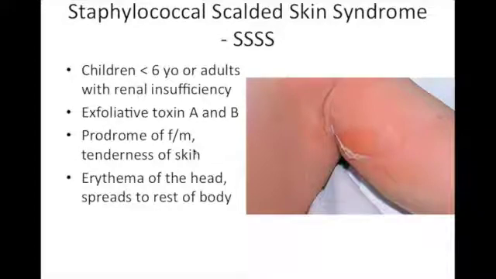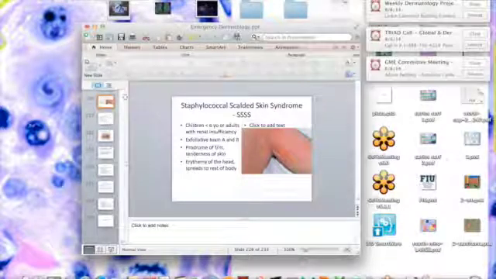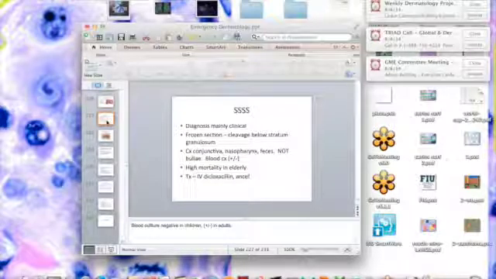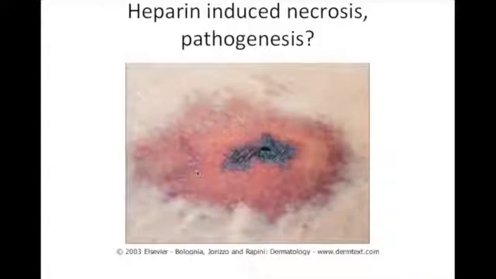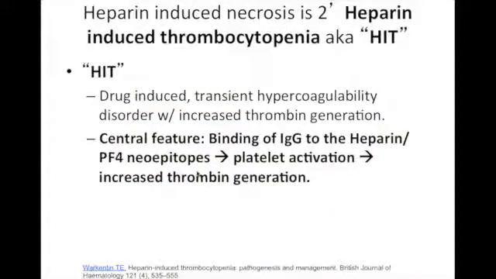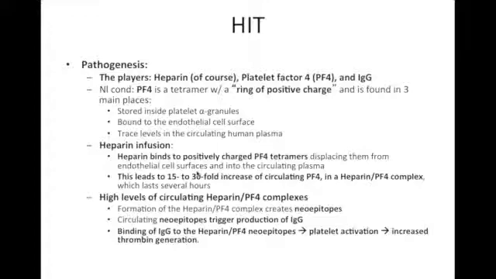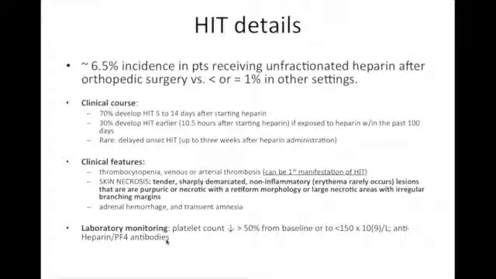And I think we're going to stop here because we're going to be going in. I think I cover staph scalded skin. Let me see here. Heparin-induced necrosis, which basically we do see. This basically, you have the platelet activation as a result of heparin infusions. Basically heparin binds to platelet factor 4 tetramers. This basically releases the platelets, allowing them to form a procoagulopathic pathway and thrombin generation.